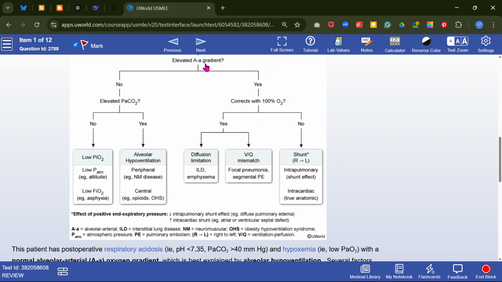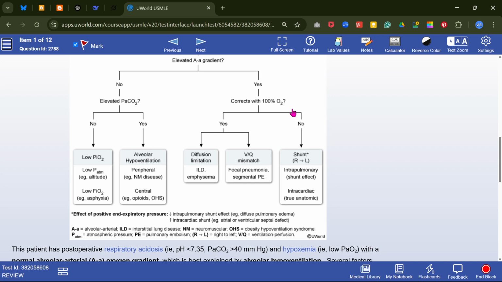Now, if the alveolar-arterial gradient is elevated, yes, and it corrects with 100% oxygen. If it does not correct with 100% oxygen, no, it may be due to shunt. It may be due to right to left shunt. It may be due to intrapulmonary shunt effect. It may be intracardiac.